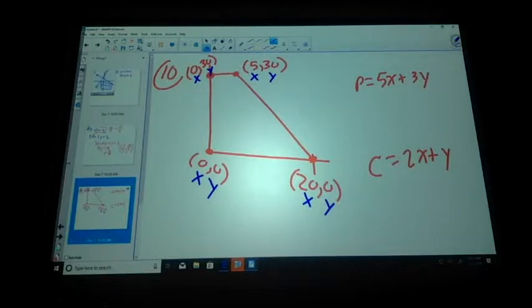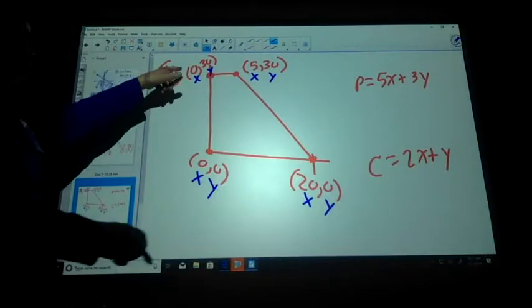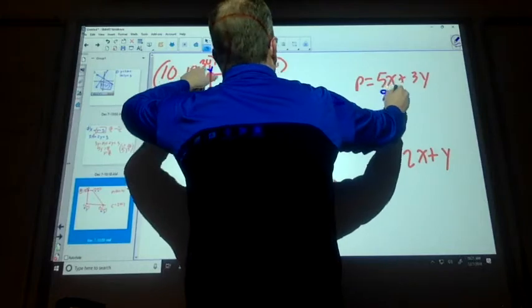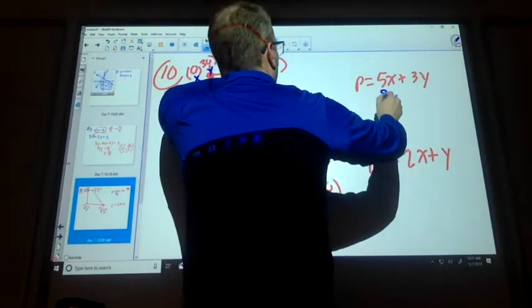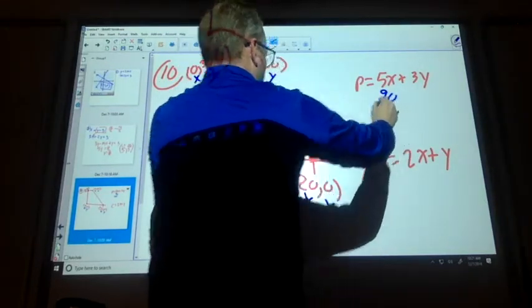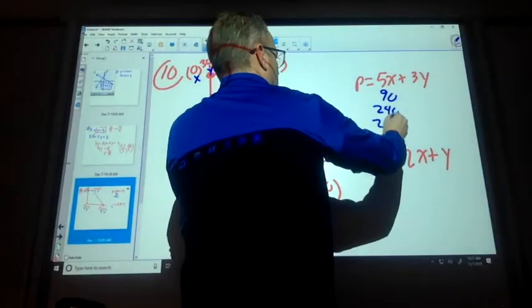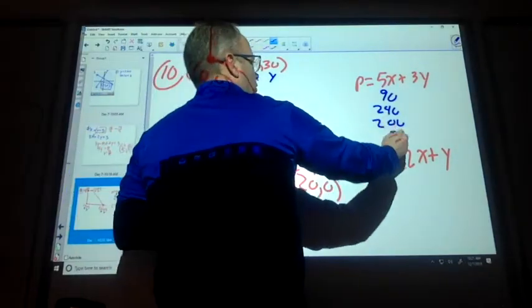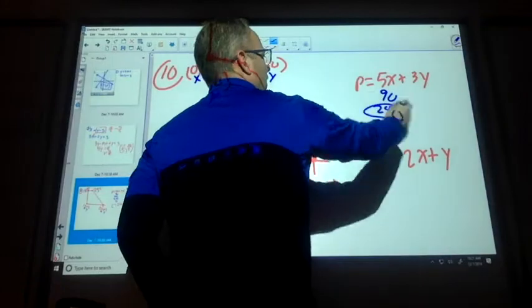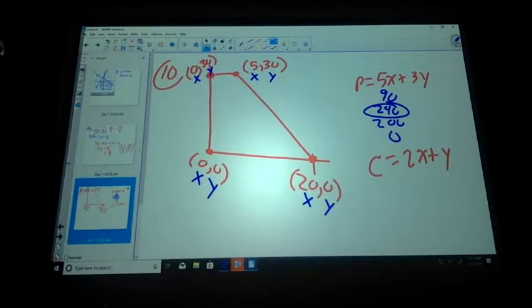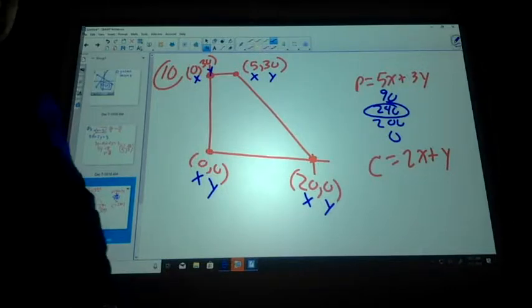All right, I'm going to take each of those xy values and plug them in. So if I plug this one in here, I'm going to get 90. If I plug it in here, I get 150 and 90. It's 240. If I plug that one in, I get 200. I'll plug that one in, I get 0. So my max profit is 240. Okay, do the same thing with the cost. You're just plugging them in. It shouldn't be too much rhyme or reason or madness.